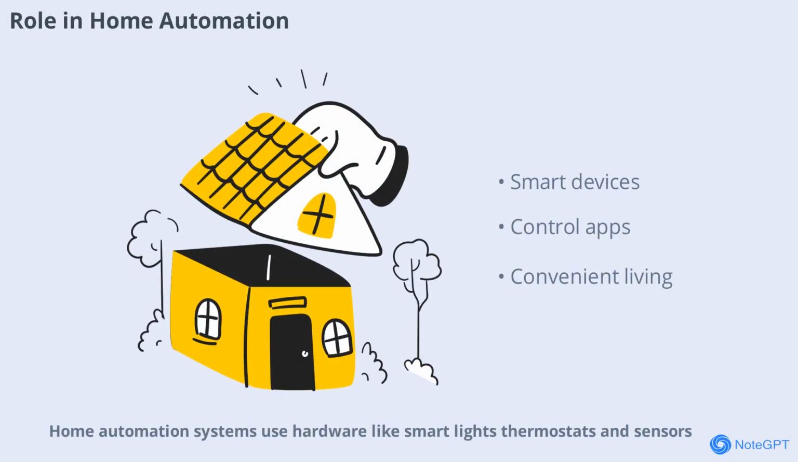Home automation systems use hardware like smart lights, thermostats, and sensors, controlled by software through apps or voice assistants. This integration brings convenience, energy savings, and enhanced control over your living environment.